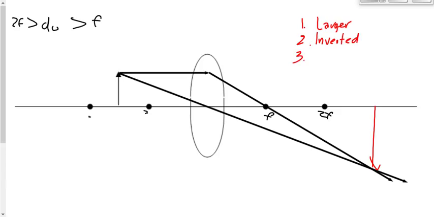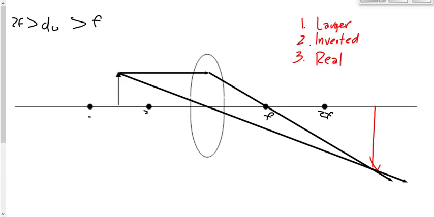And real or virtual? Trust me, it's a real image. If I choose to, I can project the image of Mr. Aiello here onto a screen. So we went from, when the object was really far out, an image that was smaller and upside down. Then when it got closer, it was same size and upside down. And now it's bigger and upside down.